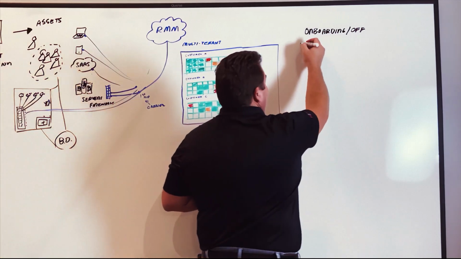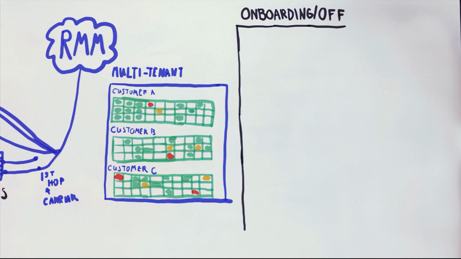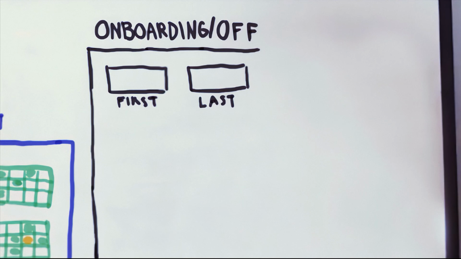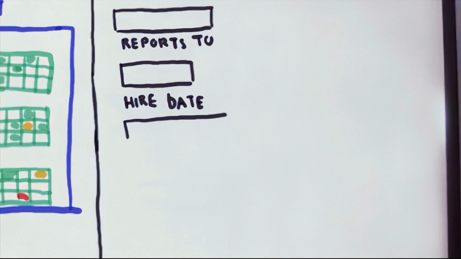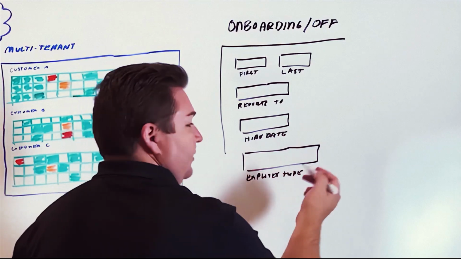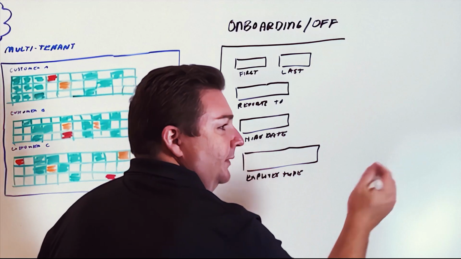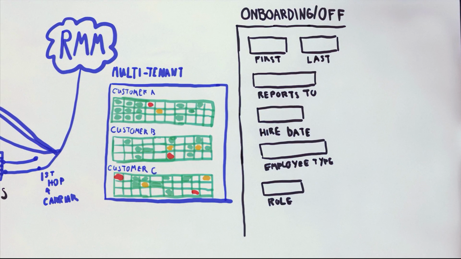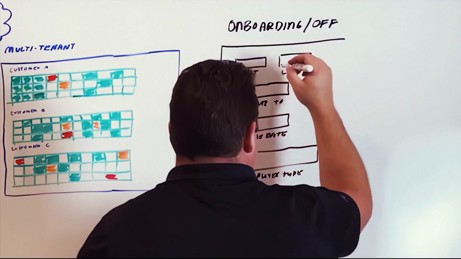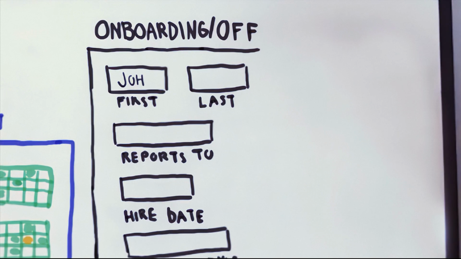So what this looks like is we create a form, much like you would imagine. First name, last name, reports to, hire date, employee type. This could be W-2, 1099, contractor, temp. Role. So what role do they provide in the organization? These are going to be drop-down lists, right? Pre-populated with the various roles in the organization. Right. So let's just pick on sales for a minute, because that's the easiest. So let's say that we have a new user, John Doe. He's the most commonly employed individual in the United States. So John Doe starts, and his role is sales.